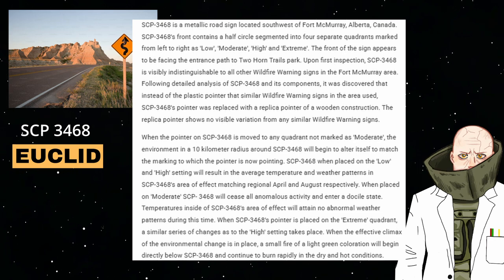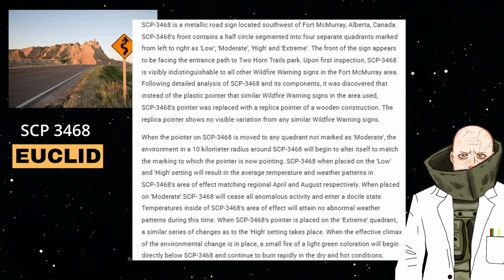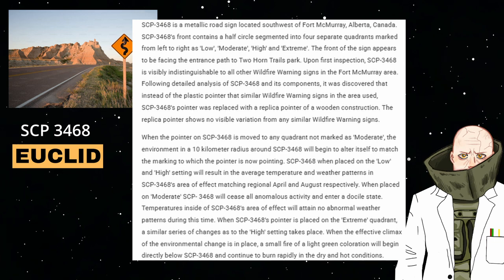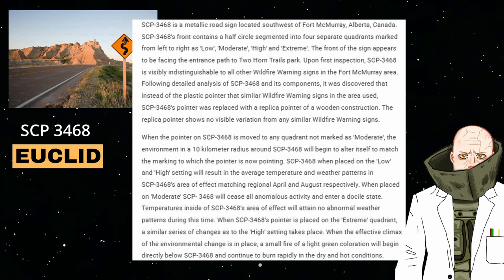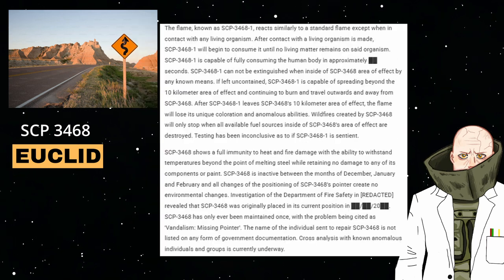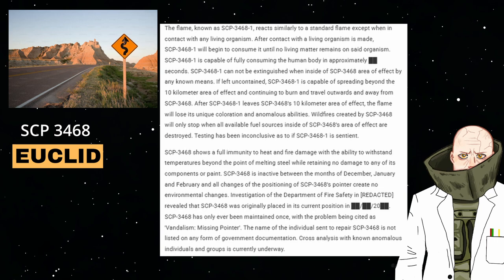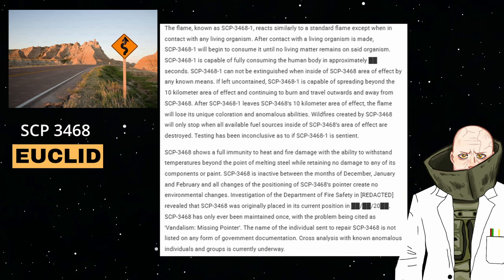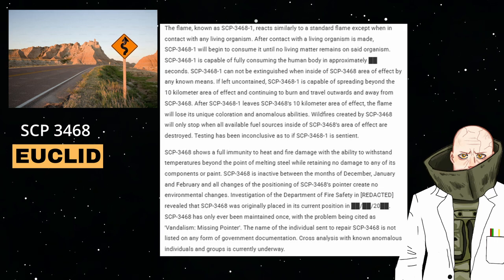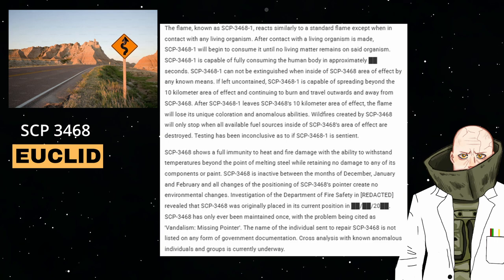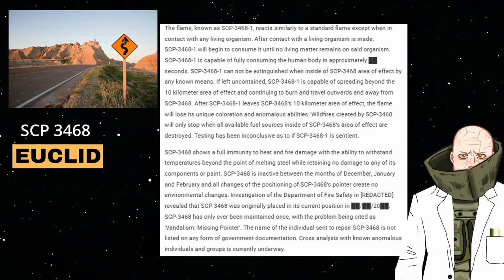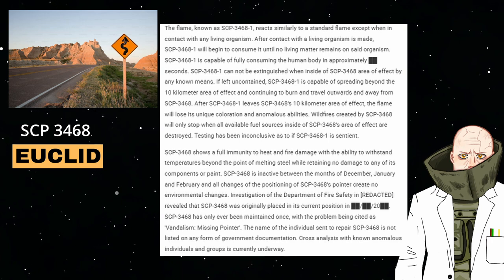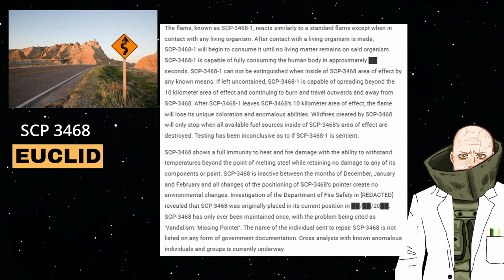When the effective climax of the environmental change is in place, a small fire of a light green coloration will begin directly below 3468 and continue to burn rapidly in the dry and hot conditions. The flame, known as 34681, reacts similarly to a standard flame, except when in contact with any living organism. After contact with a living organism is made, 34681 will begin to consume it until no living matter remains on said organism.